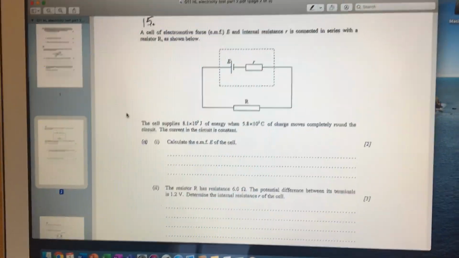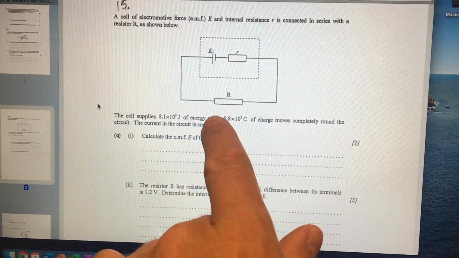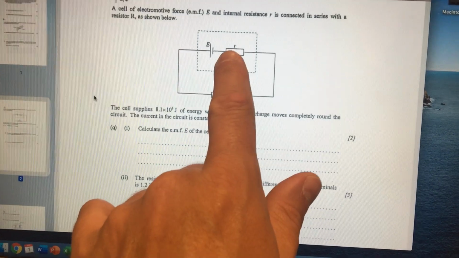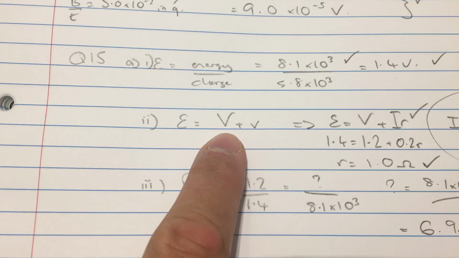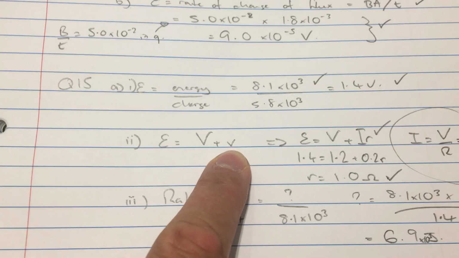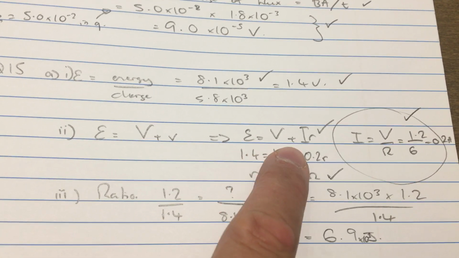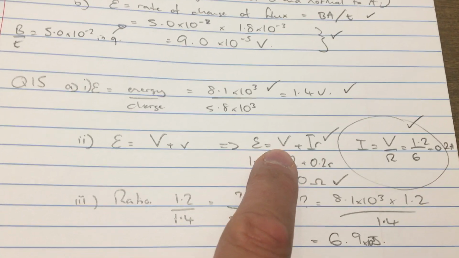So we know that EMF generated is split between the potential difference of this and the potential difference of this. So we have that standard equation. The EMF is the potential difference of the outer circuit plus the internal voltage or internal potential difference lost. Rearranged, EMF is V plus Ir. You do all sorts of this.